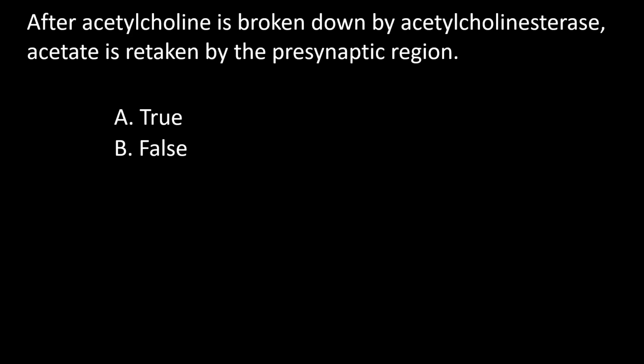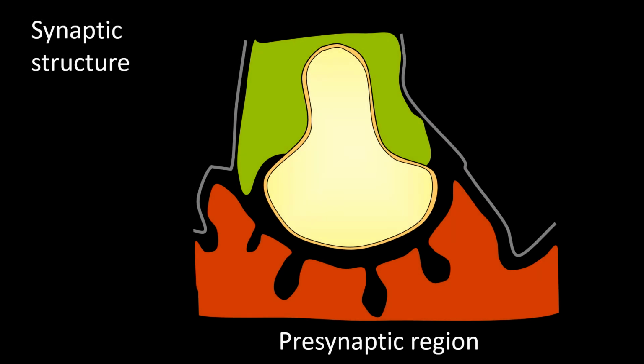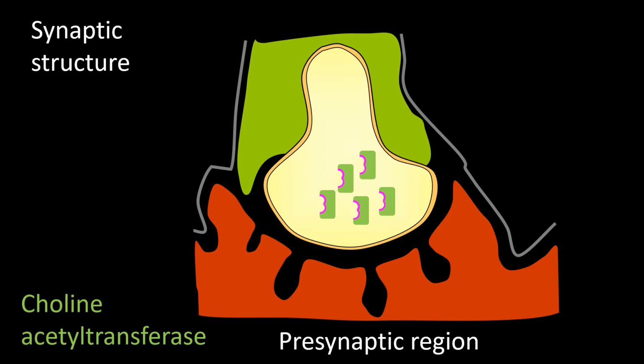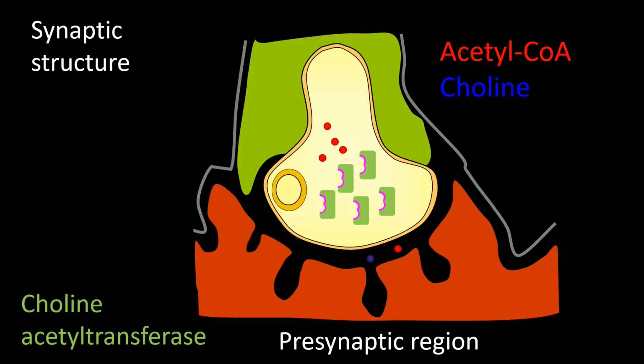Next question. After acetylcholine is broken down by acetylcholinesterase, acetate is retaken by the presynaptic region. A, true; B, false. Early on in this talk, when we listed the presynaptic region components, we mentioned choline acetyltransferase. Choline acetyltransferase is an important enzyme. It produces acetylcholine at the presynaptic region in order to fill the vesicles that would later be discharged, which I have represented here as being empty. In the presynaptic region, in addition to choline acetyltransferase and vesicles, we have acetyl-CoA, here represented by red circles. And now I have represented acetate and choline at the junction.